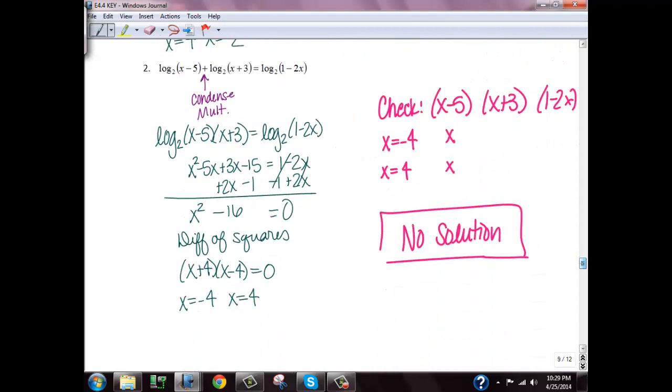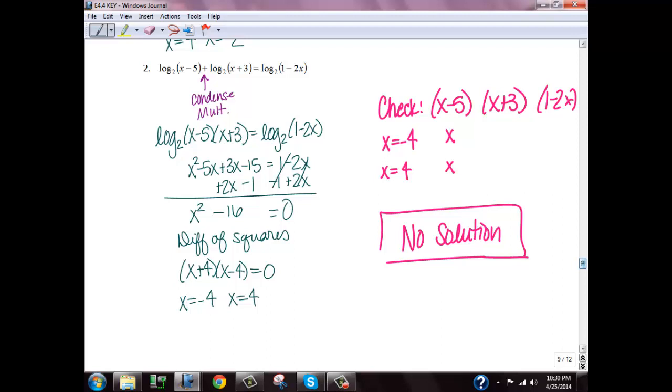On the second one, again, I need to condense. I need to condense an addition, which condenses into multiplication. Once I condense it, I can cancel my logs on both sides. When I FOIL out the left-hand side and move my terms from the right-hand side over to the left, I'm left with just x squared minus 16, which is a difference of squares. So that factors into x plus 4 times x minus 4. So my two solutions are negative 4 and positive 4.